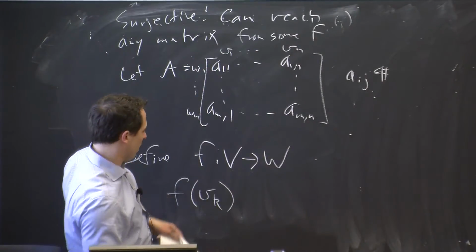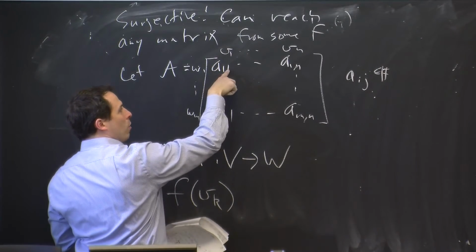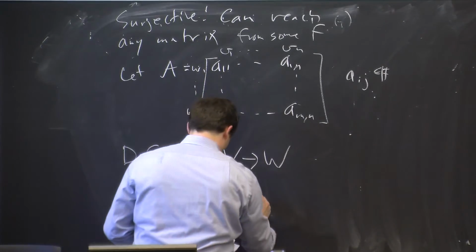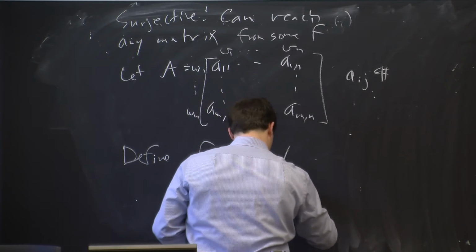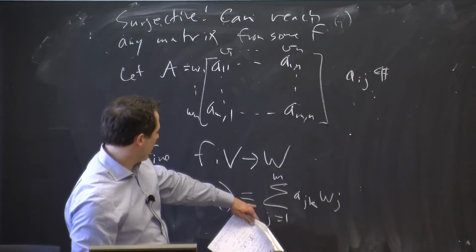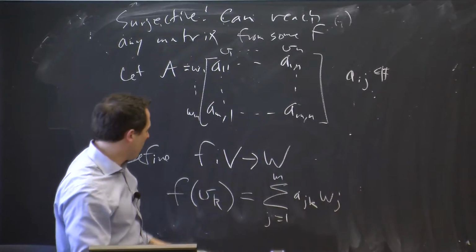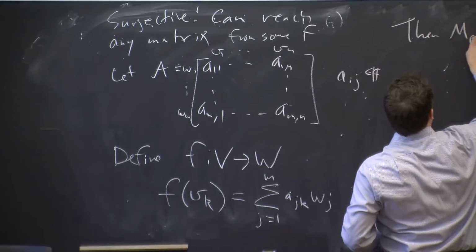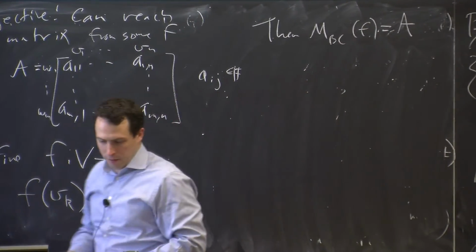basis element, so the kth column, which corresponds to the linear combination. The first column is A11 times w1 plus A21 times w2 and so on. Right? So we want this to get sent to the sum from j equals 1 to m of ajk wj. So this is the linear combination that's given by the kth column of the matrix. And so if we make this choice, then MBC of f will be equal to the matrix we're after, the matrix A.